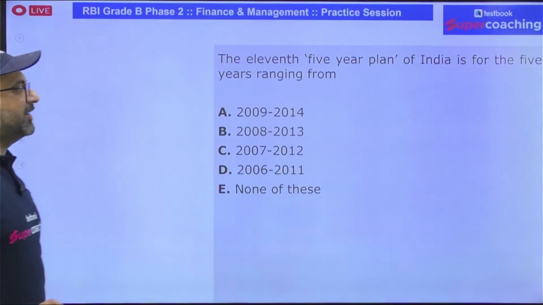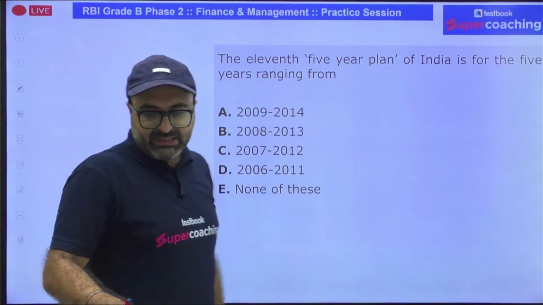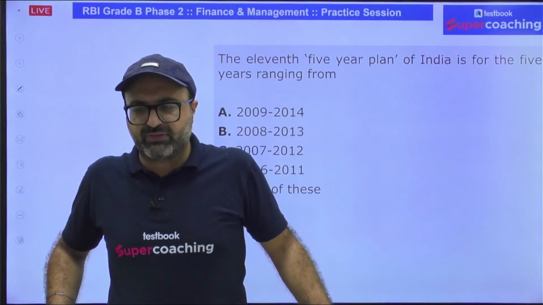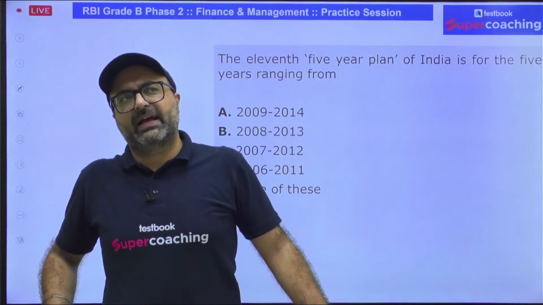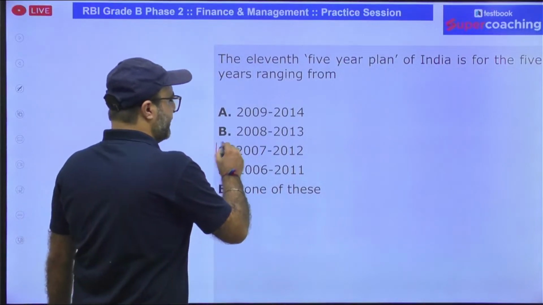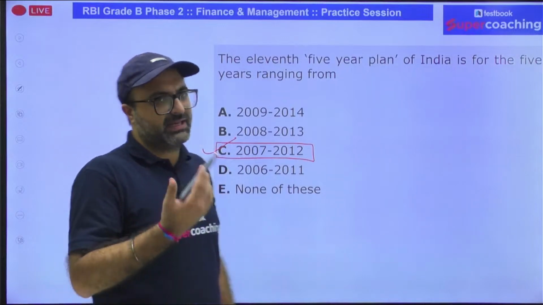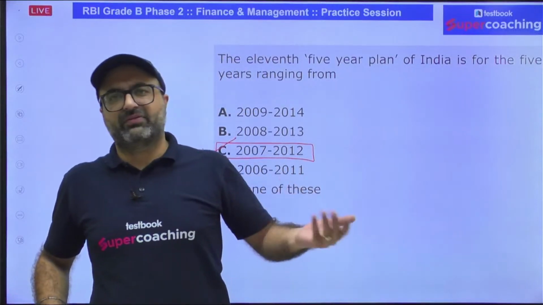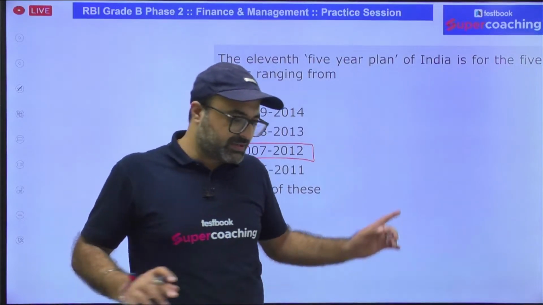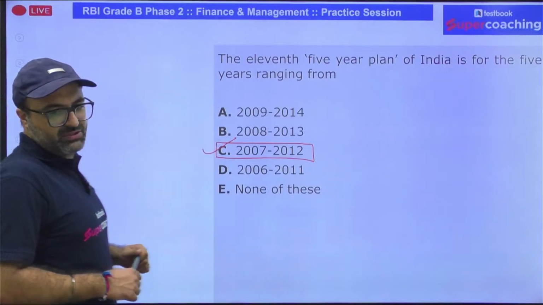The 11th five-year plan of India is for five years ranging from? So in 2017, if I'm not wrong, was the last plan, which we call the 12th five-year plan. So the 11th five-year plan was from 7 to 12. 12 to 17 was the 12th five-year plan, and after that Niti Aayog has been introduced and Planning Commission was replaced by Niti Aayog, and the five-year planning practice has been stopped in India. So the answer to this particular question is what? 2007 to 2012 or 2006 to 2011.